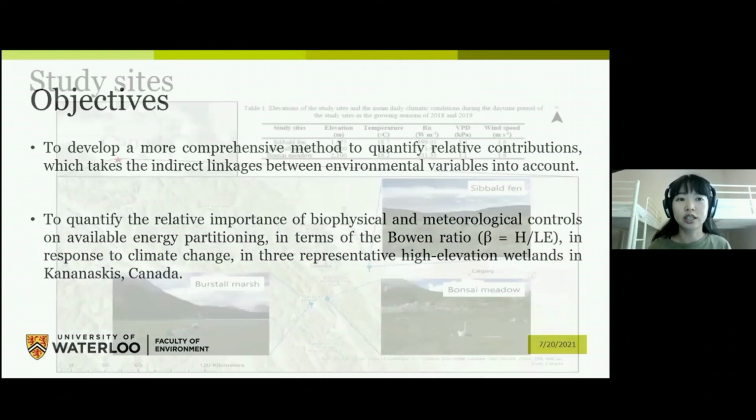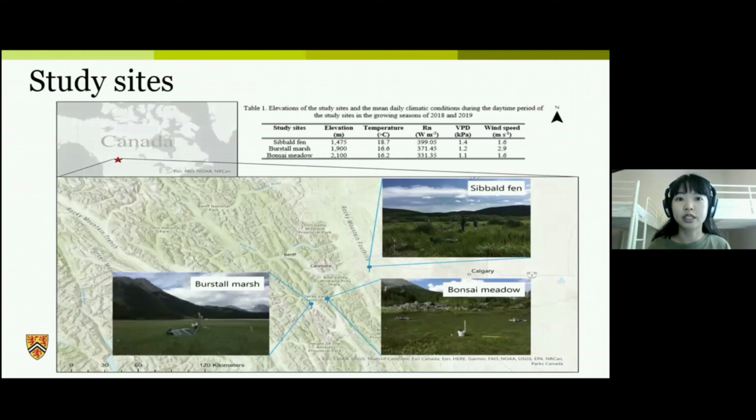So here is our study site. We have 3 sites. Sibbald Fen is our lowest elevation site, and then it's located at the foothill of the Canadian Rocky Mountain, and it's valley confined, surrounded by forest. The next site is Burstall Marsh. It's situated at the mid elevation of the Spray River Valley. And our highest elevational site is Bonsai Meadow. It's located beneath the head wall of Fortress Mountain.